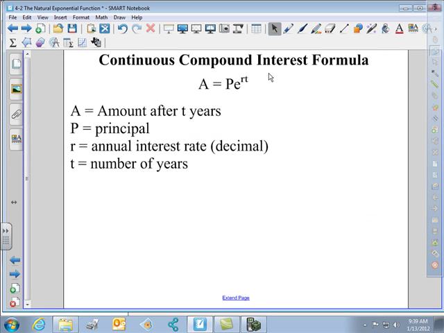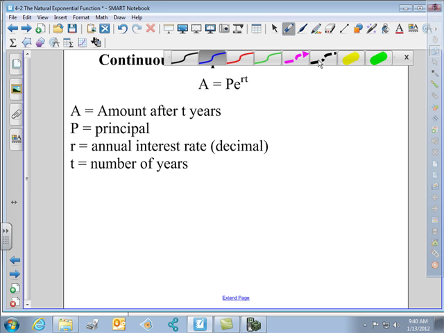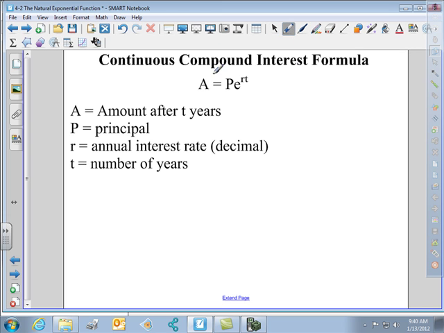There's actually a formula. If we compound an amount continuously, not just by the day or by the hour or by the minute, but literally continuously, this is a formula that allows us to find that. And I like to refer to it as the PERT formula. Kind of like the shampoo, you have P-E to the RT power. A represents the amount after so many years. P represents the principal amount. R is still the rate. T is the time. This is only going to be used when we are compounding continuously.